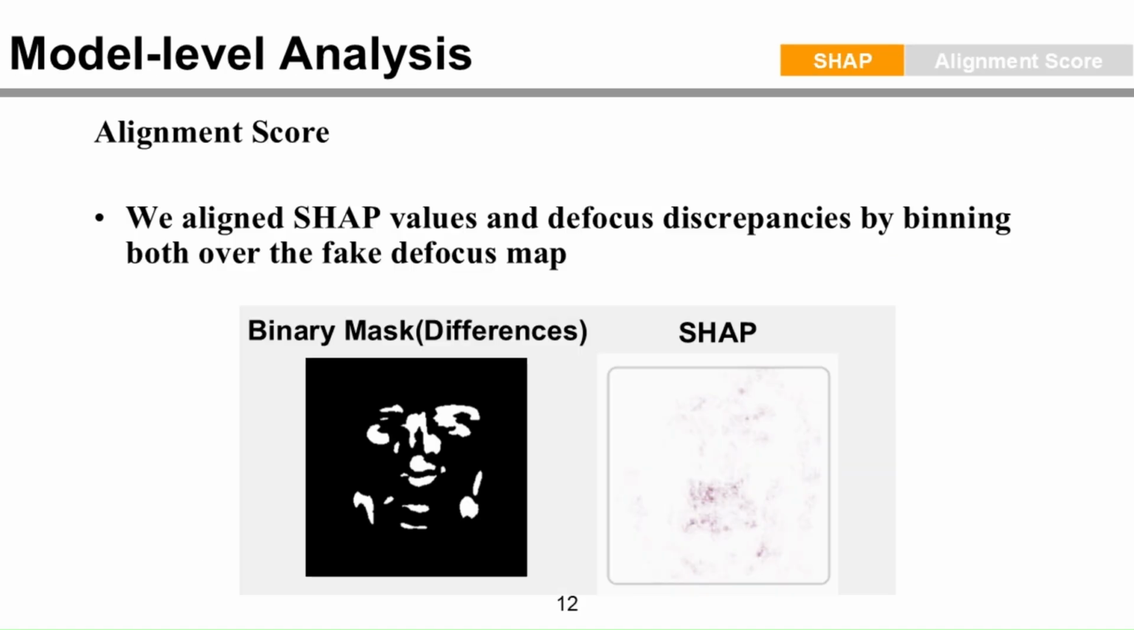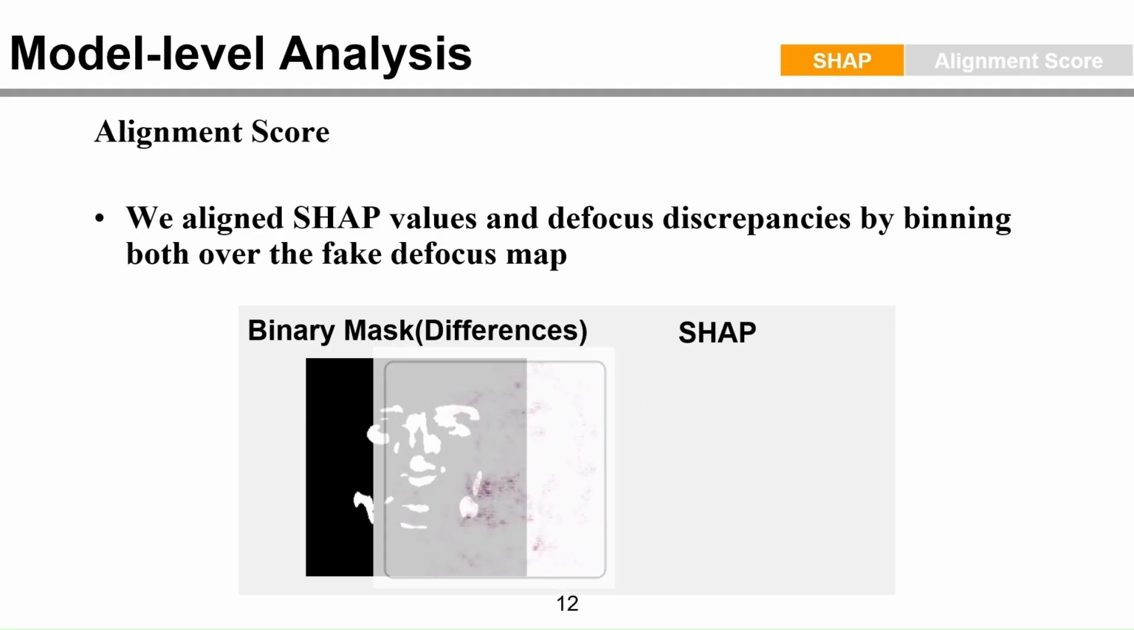Now we move to our final and most critical question. Does our model actually use the defocus blur? To answer this, we conducted a model level analysis. First, we used the XAI tool SHAP to visualize where the model is looking to make its decisions. In the map shown on the right, the areas with red dots are the pixels that most strongly influence the model's prediction. Second, we use our binary mask shown on the left as the ground truth. The core question is, do these 2 maps align?